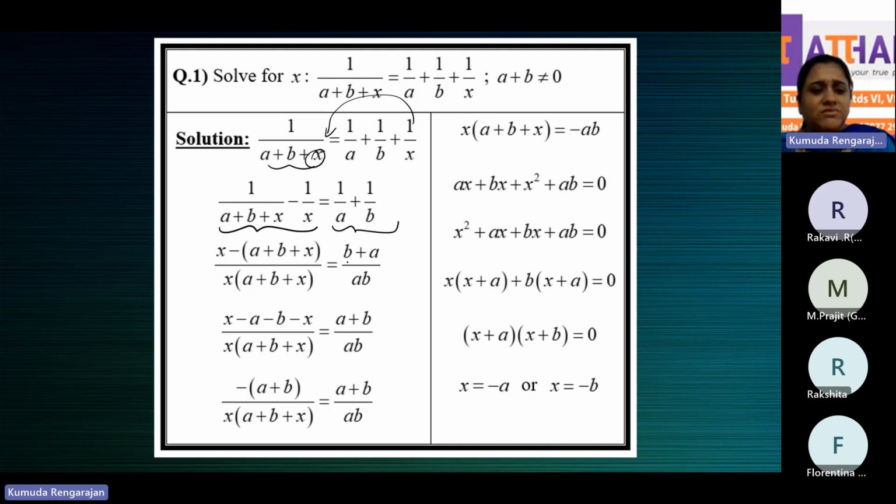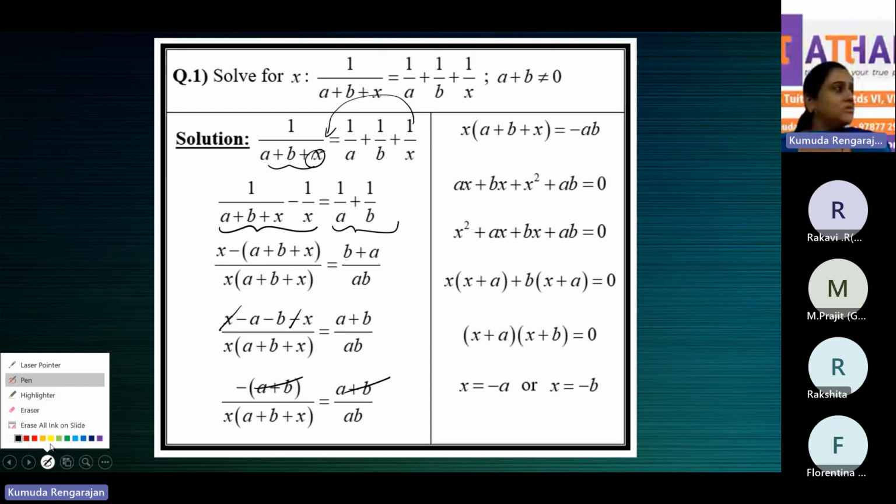Actually, this a plus b plus a, we wrote it as a plus b. This one gets cancelled. Minus common we took. This one gets cancelled. Cross multiply and we get the result. So transposing 1 by x is the key here.